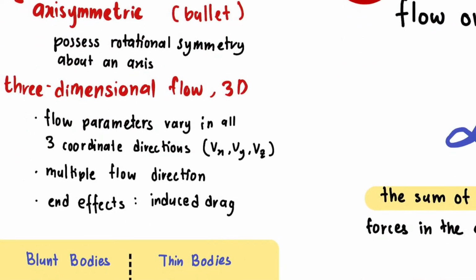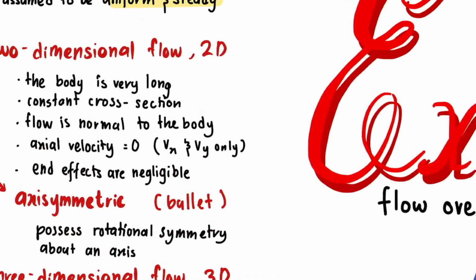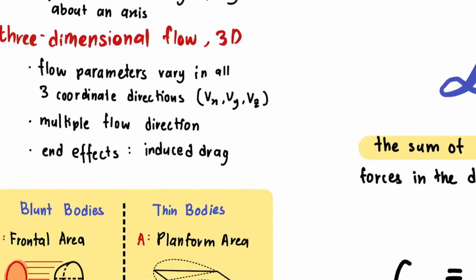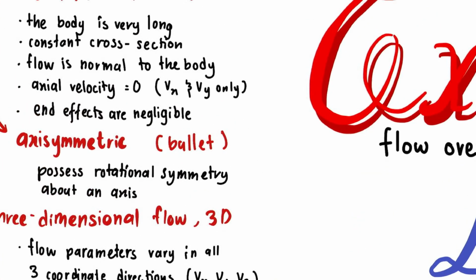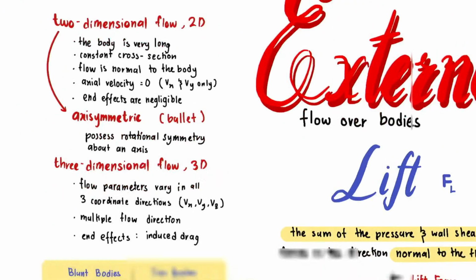What about three-dimensional flow? Three-dimensional flow has flow parameters that vary in three coordinate directions: Vx, Vy, and Vz. It has multiple flow directions. Over here you assume it to be normal to the body, but for three-dimensional flow it has multiple directions, and it also has end effects, induced drag. Over here, we assume the body to be very long, so the end effects are negligible.